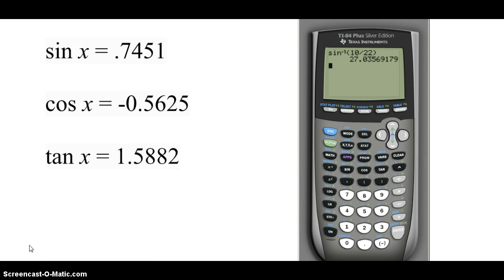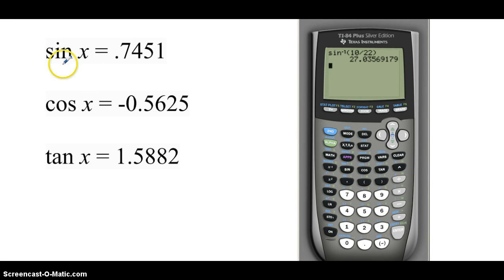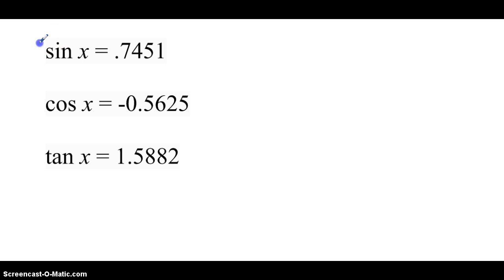So let's do a couple of practice problems using the inverse sine. Remember to make sure that your calculators are in degree mode, because we're measuring the angles in degrees. Here we're told that the sine of x is equal to 0.7451. I want to find the value of x, which would be one of the acute angles in the right triangle. So we have to undo the sine ratio by doing the arc sine, or the inverse sine.